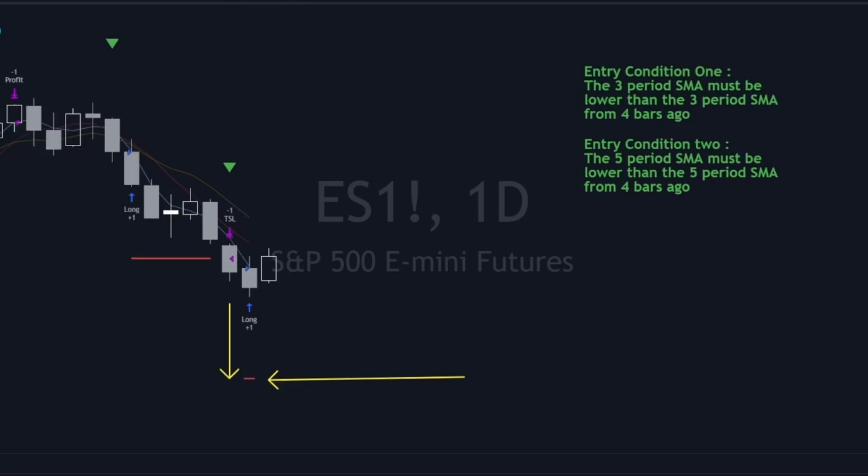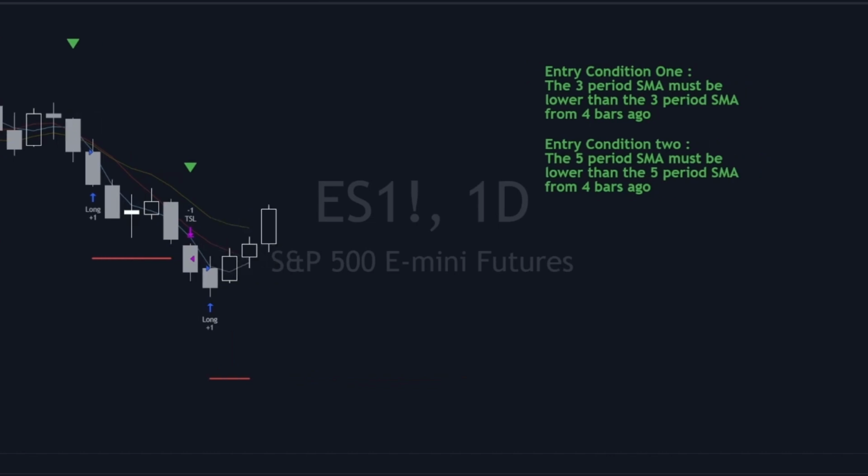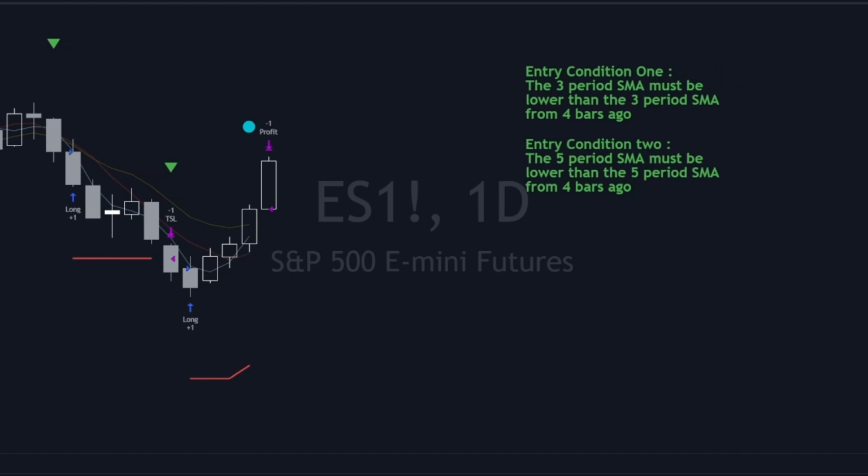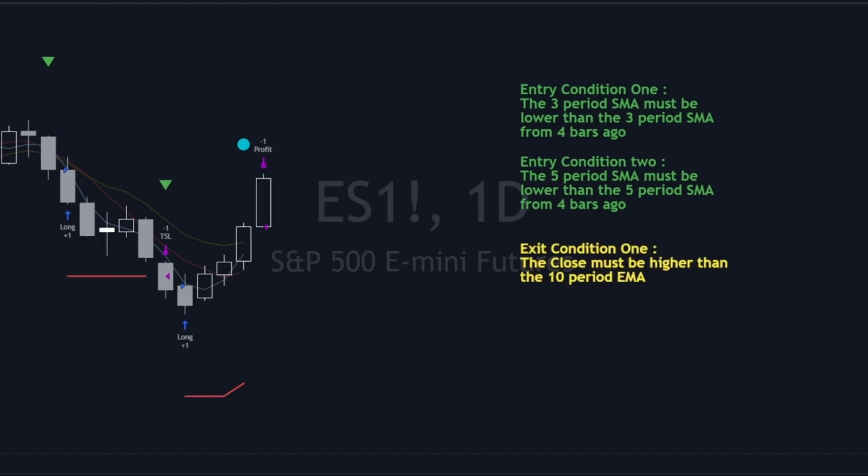Now the stop loss is set the same way, where we have taken the low of the previous bar from entry, and from that low price we have subtracted 2.5 times the 20-period ATR. And as with all the strategies, this strategy is a trailing stop strategy. Now for the exit conditions, and they're quite simple. Exit condition 1 is the close must be higher than the 10-period EMA. And the second exit condition is the standard one where the position must close in profit.